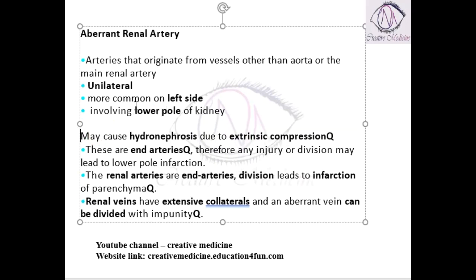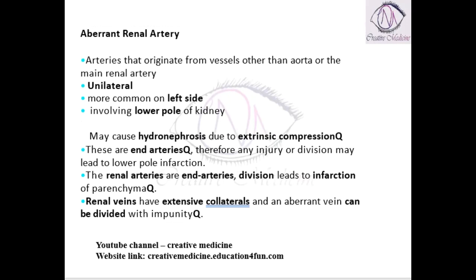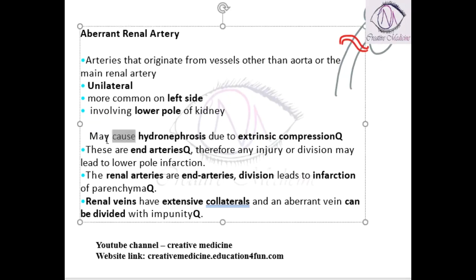Now, because there are aberrant renal arteries, these can compress the ureter by extrinsic compression. For example, if this is the kidney and these aberrant renal arteries are present like this, they obstruct the ureter, and due to external compression, this finally results in hydronephrosis.